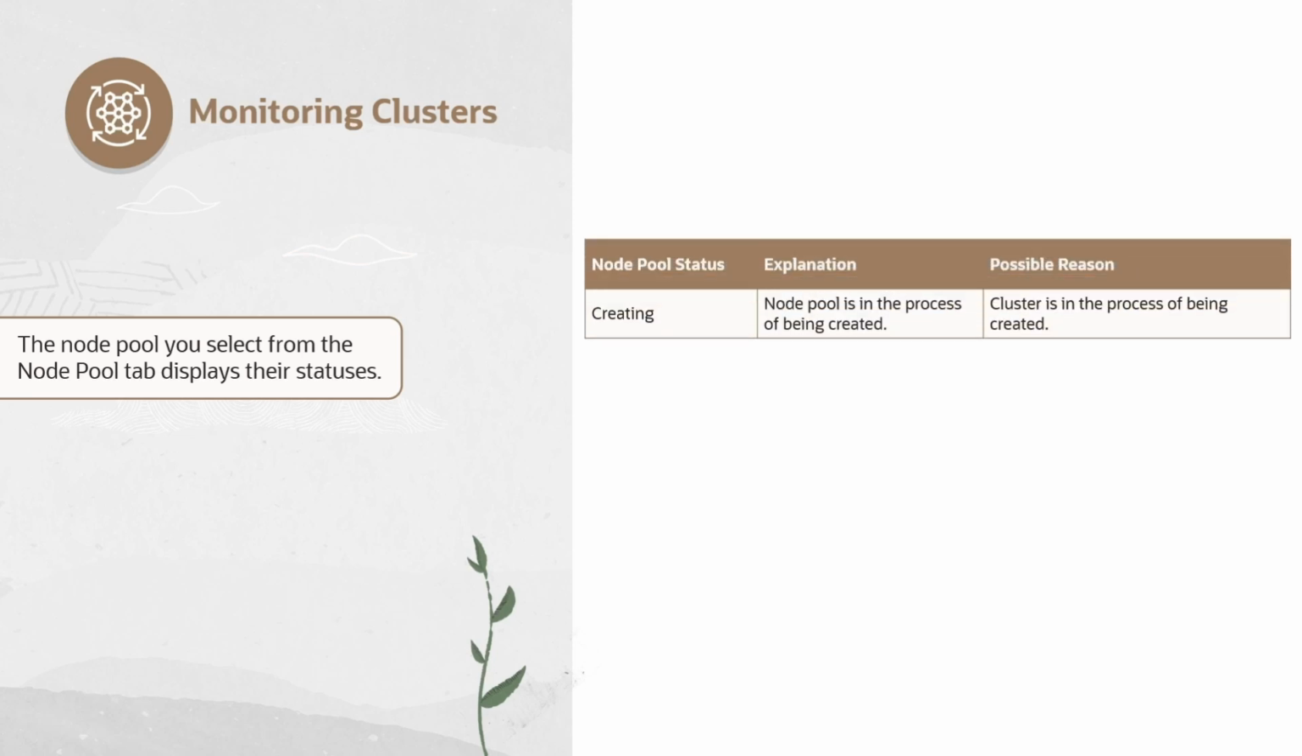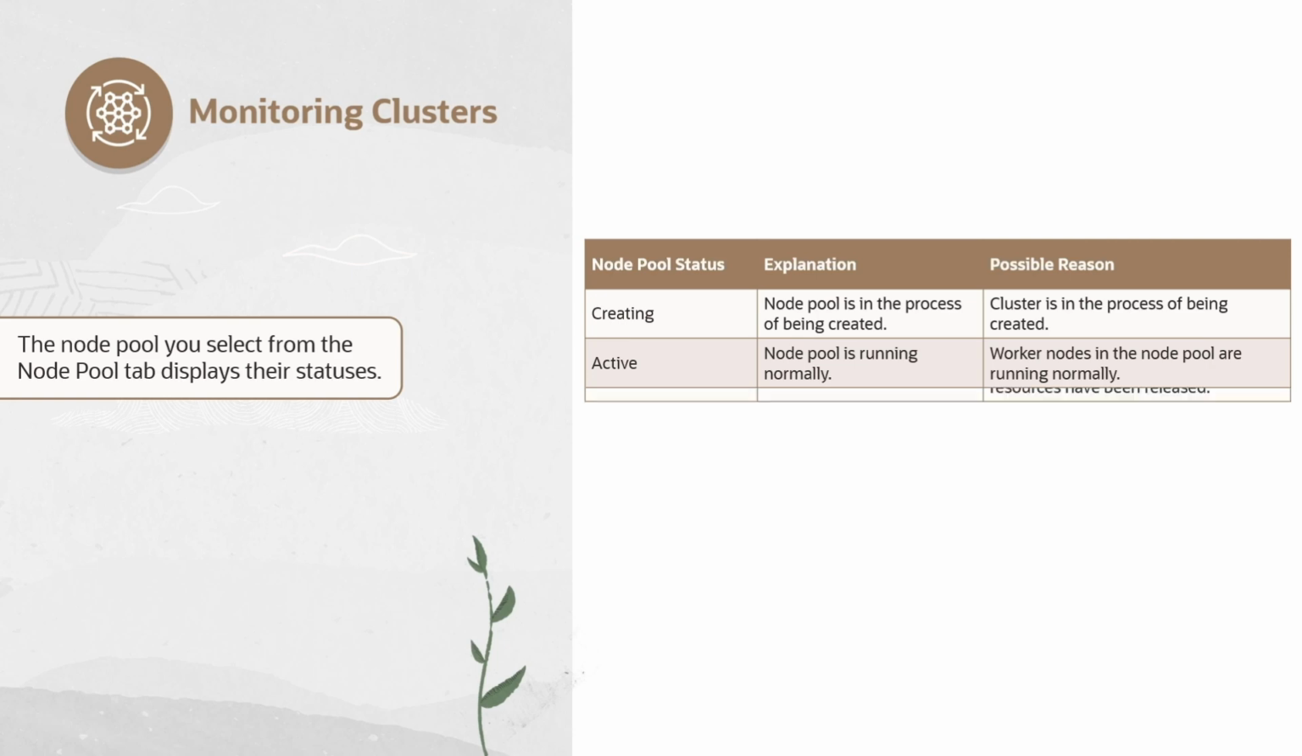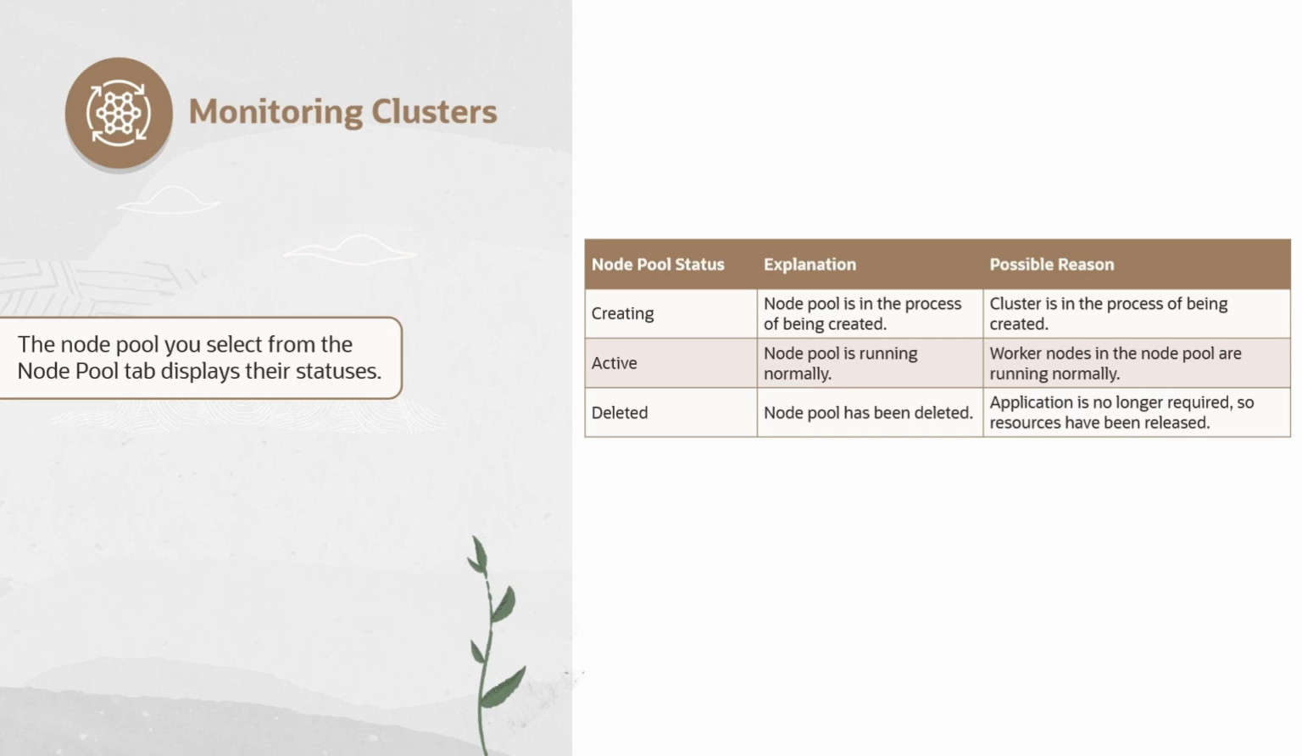When the node pool status says creating, it indicates the node pool is in the process of being created as part of the cluster creation. Active state indicates a healthy node pool where worker nodes are running smoothly. Deleted indicates the node pool has been successfully deleted, releasing unnecessary resources.